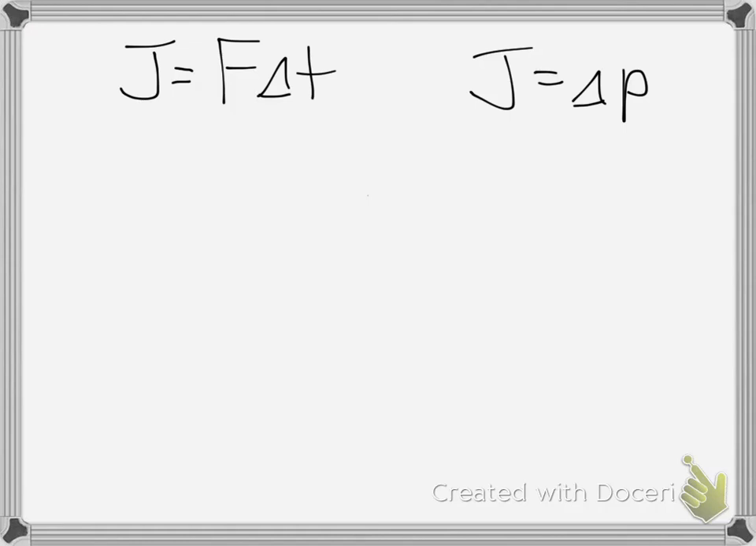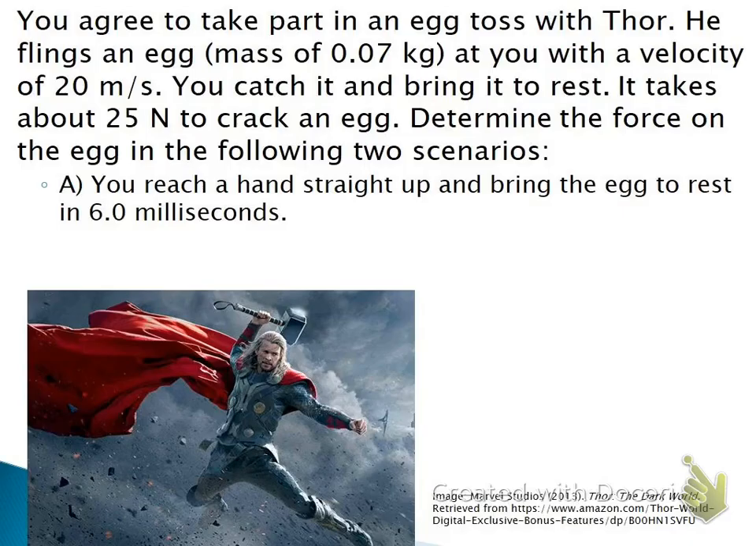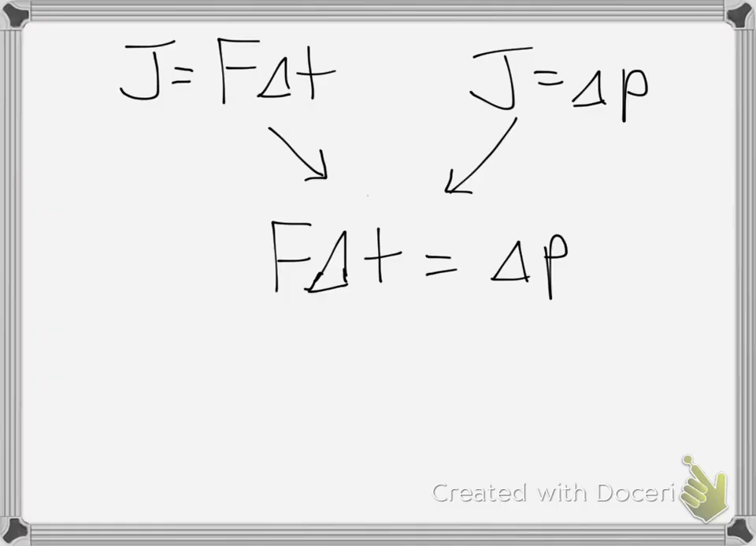Well, the definition of impulse is force times the change in time, and another definition of impulse is simply the change in an object's momentum. With these two definitions, I can bring them together and set force times change in time equal to change in momentum. Well, I know the egg was traveling at 20 meters per second, and when you catch it, you bring it to rest. So your change in momentum is simply going to be the final momentum minus the initial momentum, and that'll equal the force times the change in time.